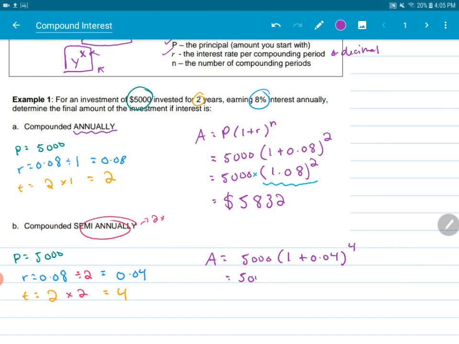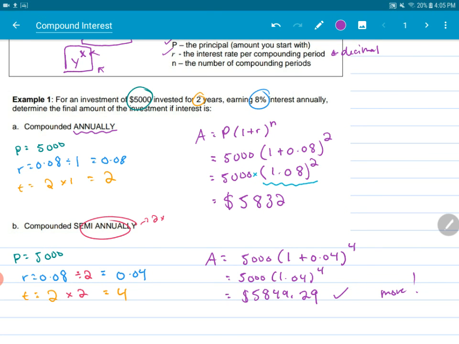So we'll clean up that bracket, 1.04 to the power of 4. In your calculator, you should do the exponent first, so 1.04 to the power of 4, and then multiply it by 5,000. Let's see what we get here. And I got a number of 5849.29 if you're rounding it to 2 decimal places. So you should get this, and you should also notice that it is more.